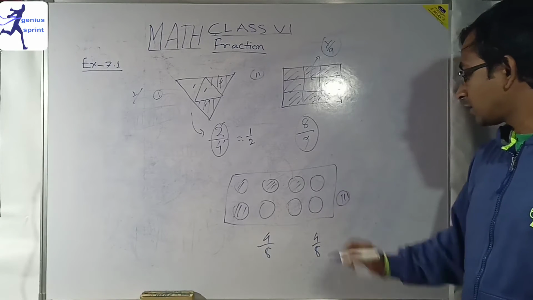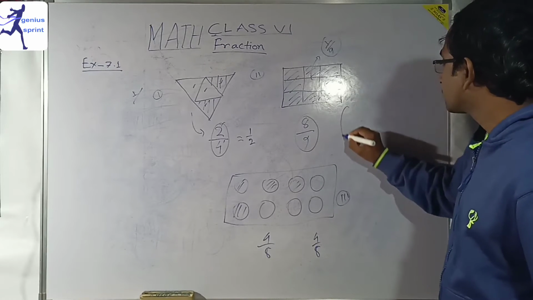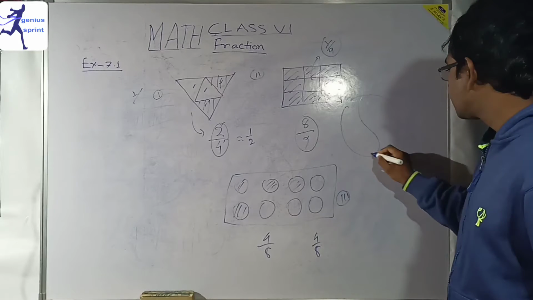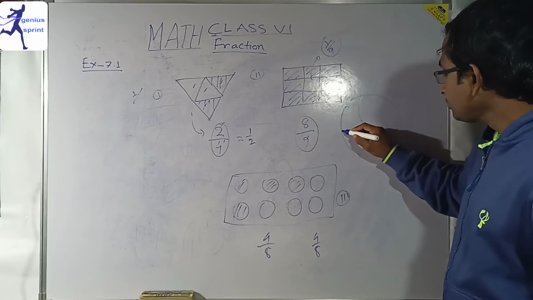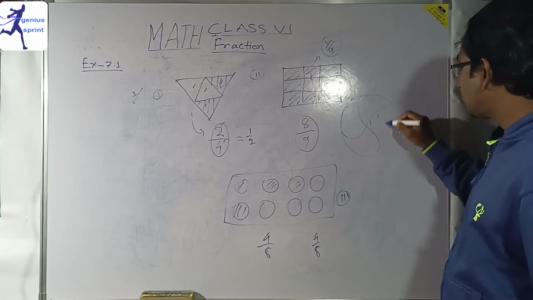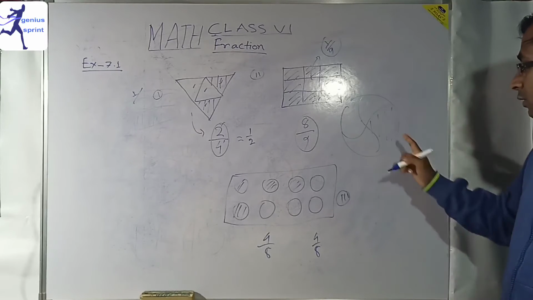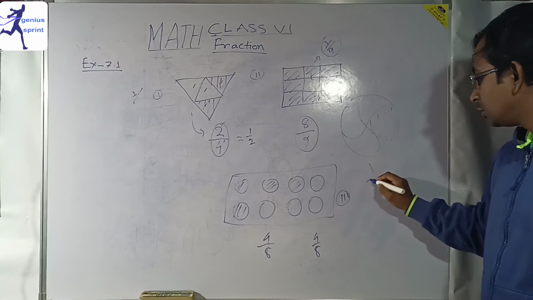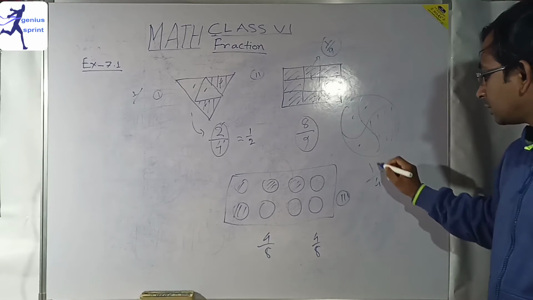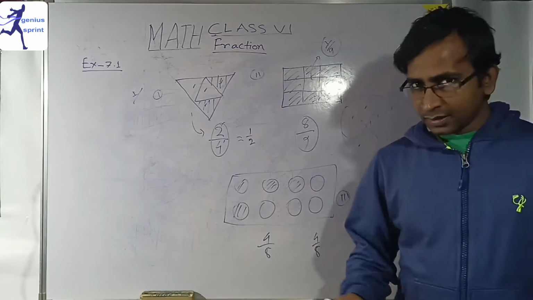This fourth figure is given like that. This is a ball, suppose. Among this ball, this portion is shaded. How many portions are shaded here? Only 1 portion is shaded, so 1 is the numerator. And how many total portions are there? 1 2 3 4, so 4 is the denominator. So 1 upon 4 is the fraction of it. I hope all of you have understood these things.